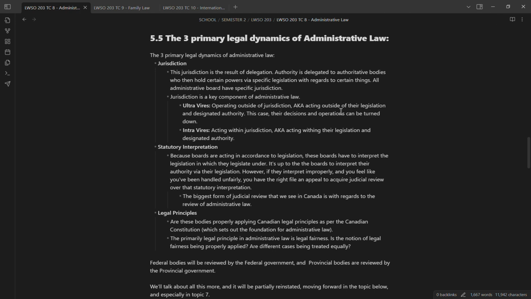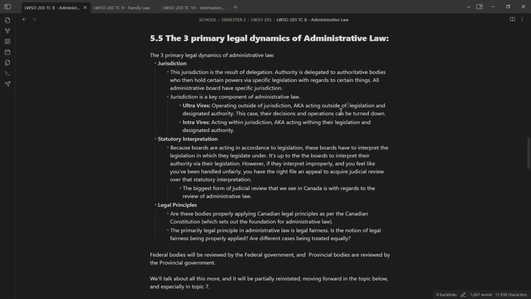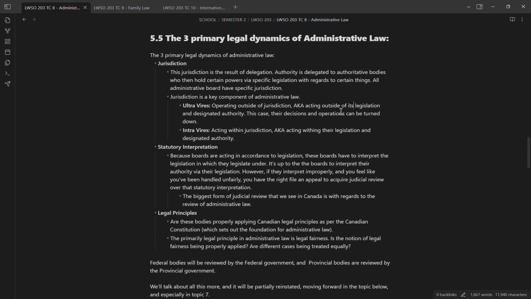With ultra vires, we can see a body operating outside of its jurisdiction, aka acting outside of its legislation and its designated authority. In this case, the body's decisions and operations can be turned down. Oppositionally, we have intra vires, where the body is acting within jurisdiction, aka acting within their legislation and designated authority. So this covers the jurisdiction element of administrative law.